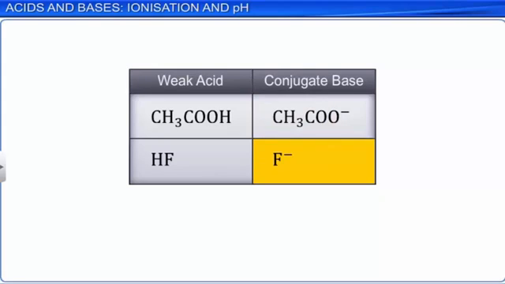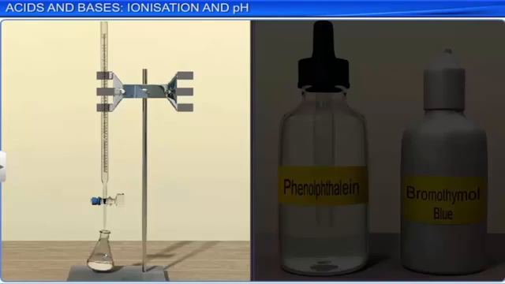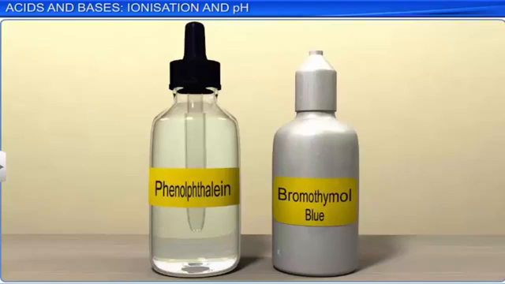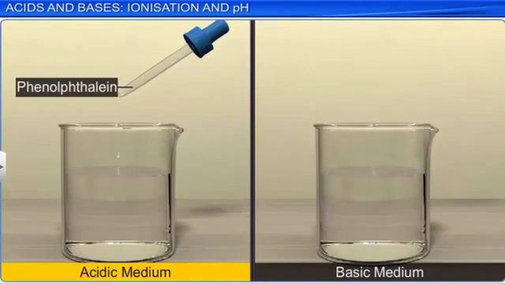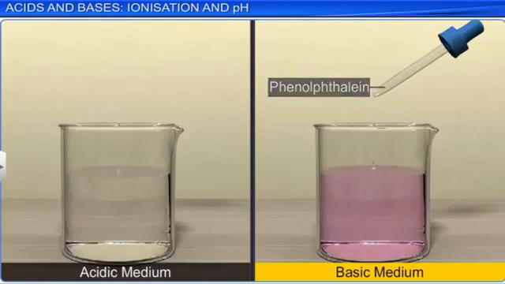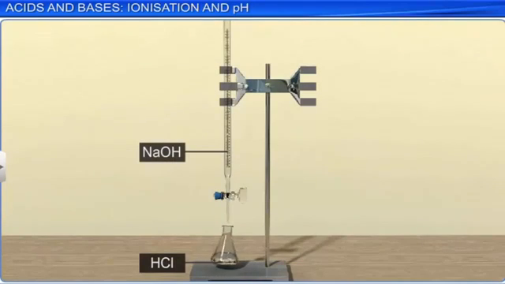You might have observed that during acid-base titration reactions, indicators like phenolphthalein and bromothymol blue are used. Generally, indicators are weak organic compounds that exhibit different colors in acidic and basic media. For example, phenolphthalein is colorless in an acidic medium and pink in a basic medium. This change in color helps us in identifying the end product of an acid-base reaction.